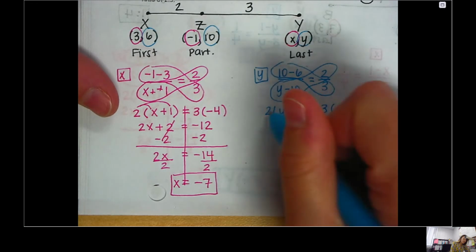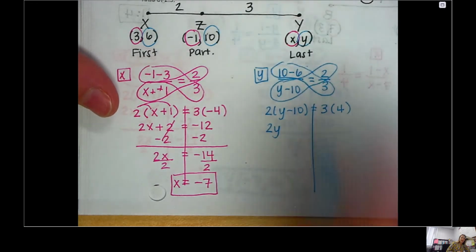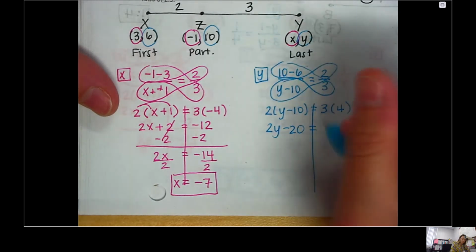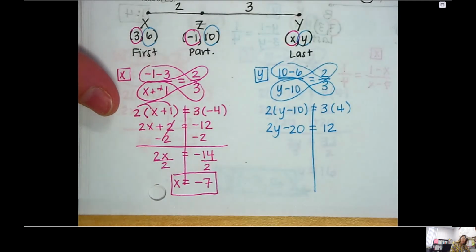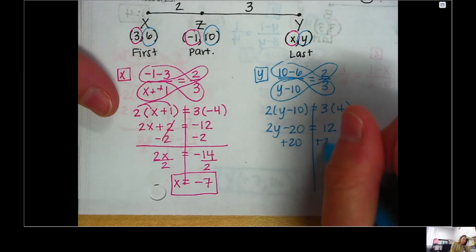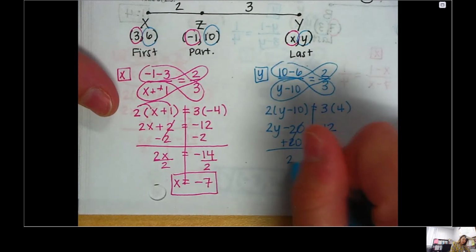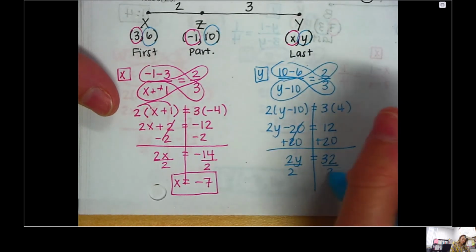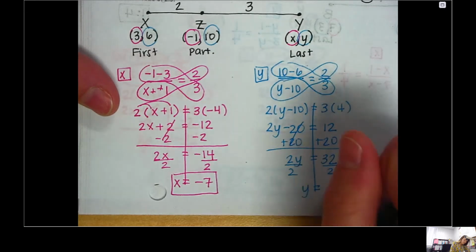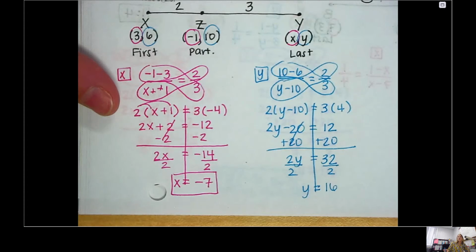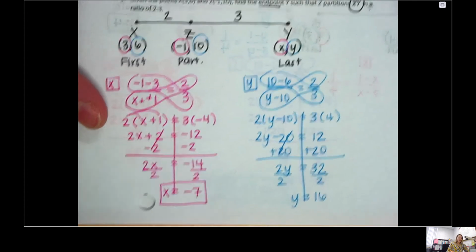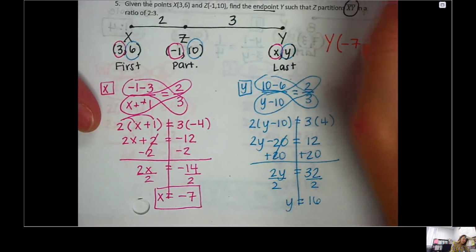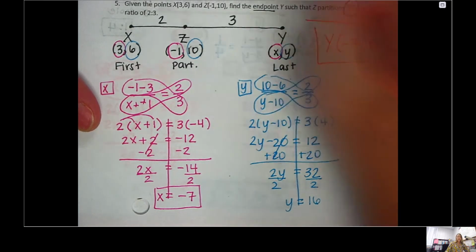And now I keep going. 2 times y is 2y. 2 times -10 is -20. I'm distributing. 3 times 4 is 12. Now I want to get the y by itself, so I add the 20 to both sides. I get 2y equals 32, and divide both sides by 2. I get y equals what? 16. Now, when you go to write the final coordinate, you do have to write your x coordinate is -7, y is 16. And now you're done.